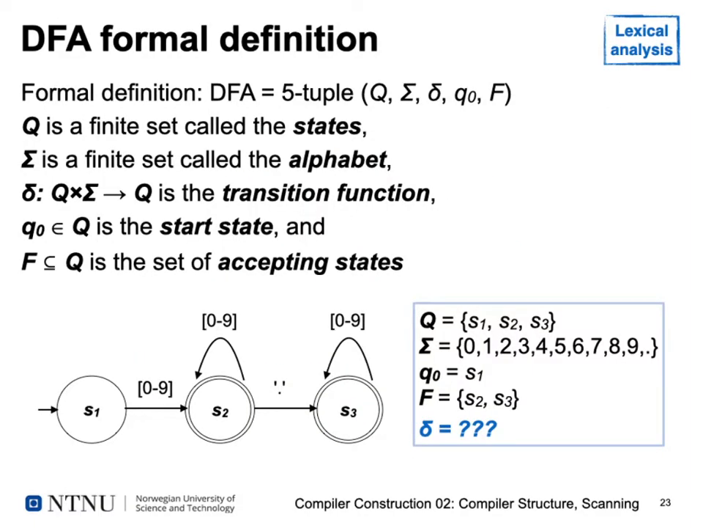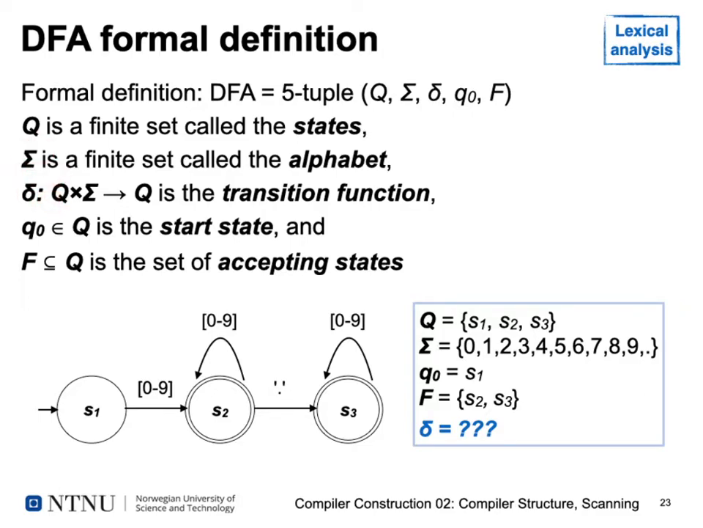So a very formal definition of a DFA is to say a DFA is a so-called 5-tuple consisting of a finite set of states called Q, a finite set of characters called the alphabet sigma, then a transition function which takes the current state and the character that's read as an input and outputs the subsequent state of your automaton. This transition function is called delta here.